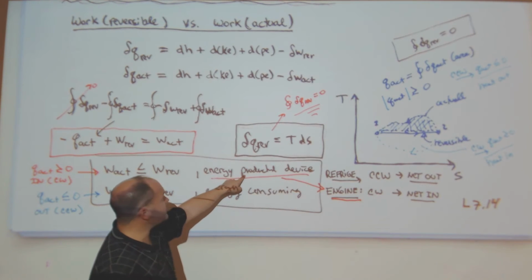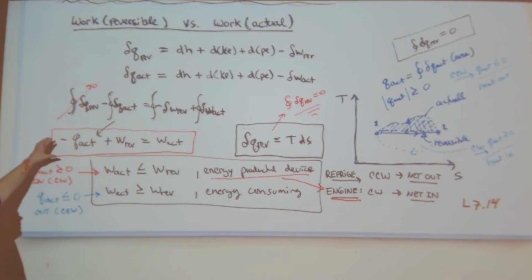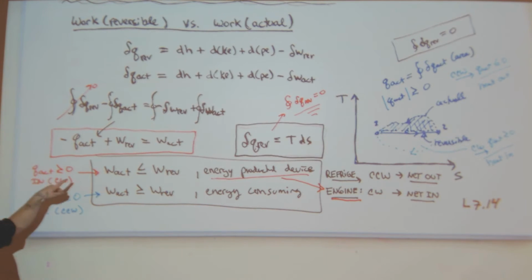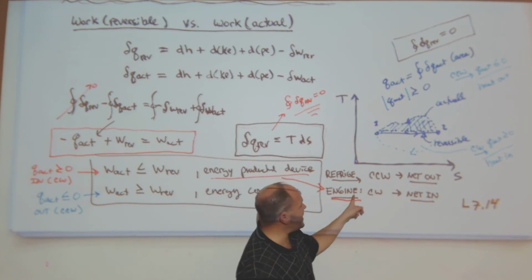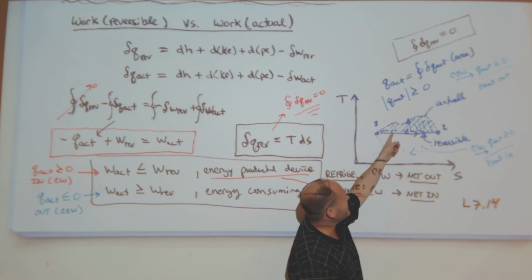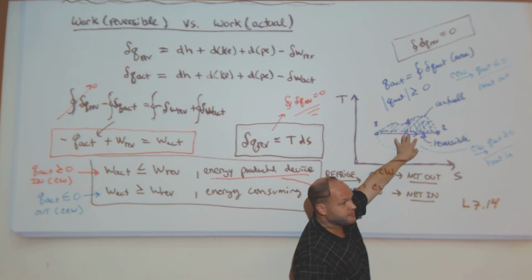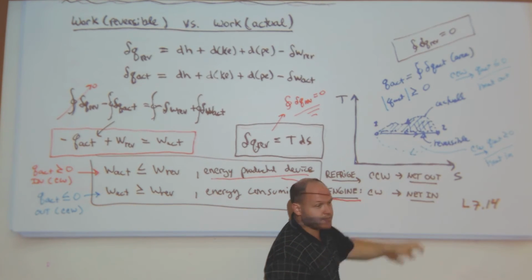Clockwise, energy producing device. We can go to the first law and we can equate the reversible work to the actual work. And so I should probably have done the other one around. Well, I guess this is fine. So I know that Q net for an engine is positive. So it's going to be clockwise. So I'm going to have this area here. So I'm going to have Q net is a positive quantity.